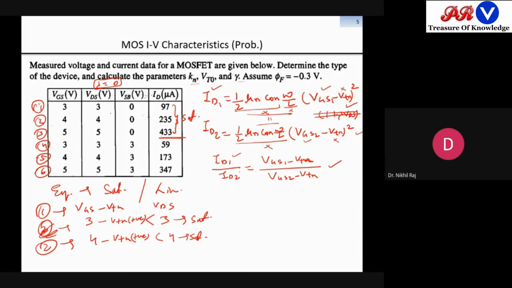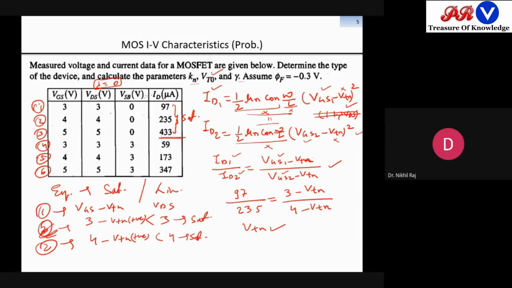Now ID1 is given, ID2 is given, VGS1 is known, VGS2 is known, so then only one unknown is there, that is VTN. So we can easily calculate. What we will do here is take 97 divided by 235 equals (VGS1, which is 3, minus VTN) divided by (VGS2, which is 4, minus VTN). Then doing the cross multiplication, we can get the VTN value. So this problem is solved. What is the VTN value? Is it clear? So one of the parameters is known here.